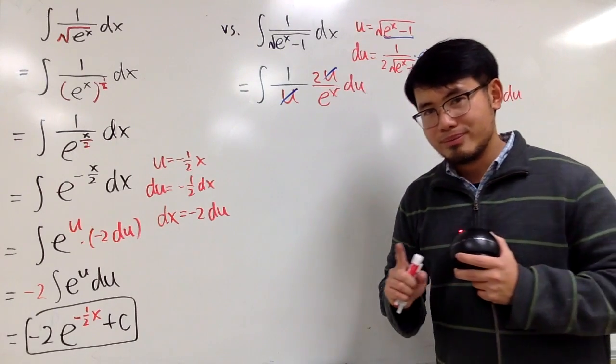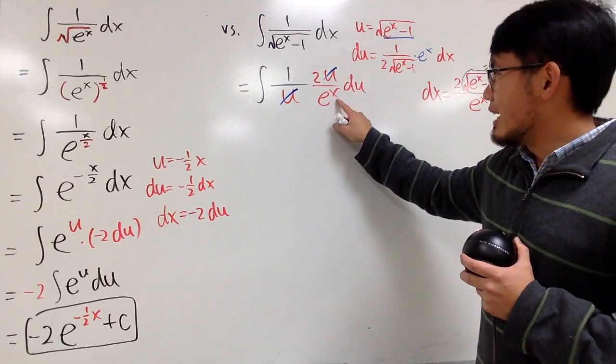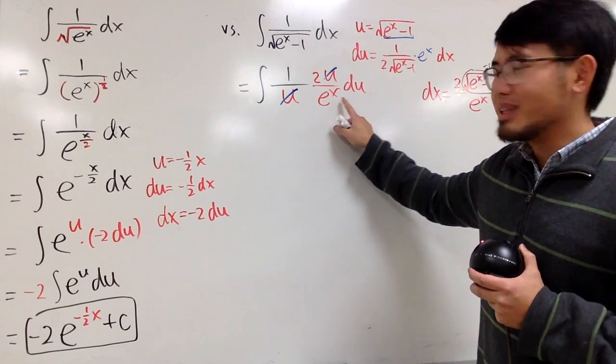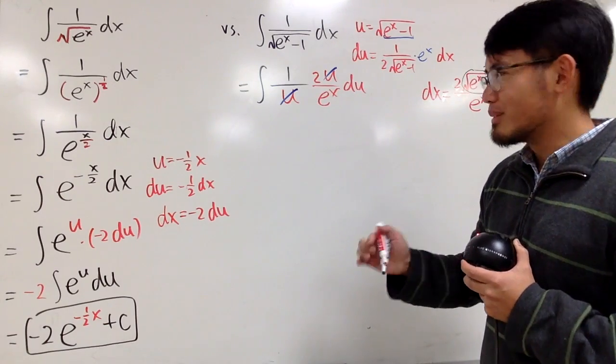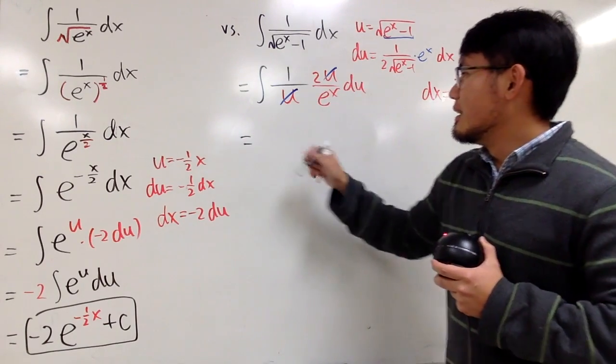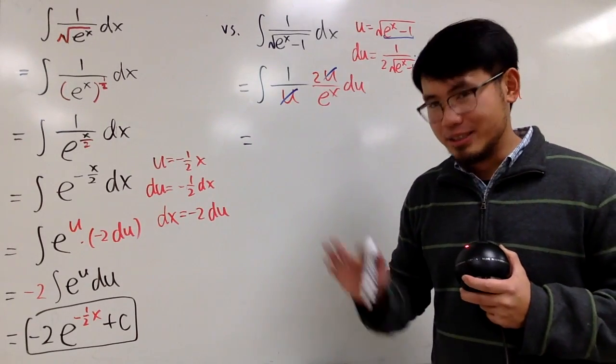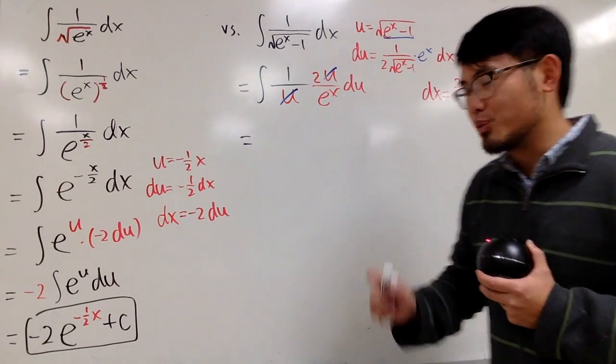But here's the trouble. E to the x. The x is not allowed in the u world. So we have to do a few more things. This right here doesn't mean that this is wrong. It's just that we have to continue to do more things.